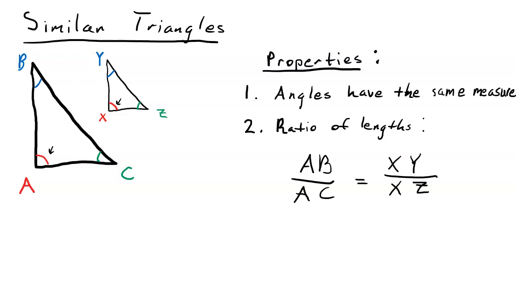The only difference is that these lengths are different. I hope that's obvious just based on the size. One triangle is a lot smaller than the other. So these sizes are different, but this is where the second property comes in.